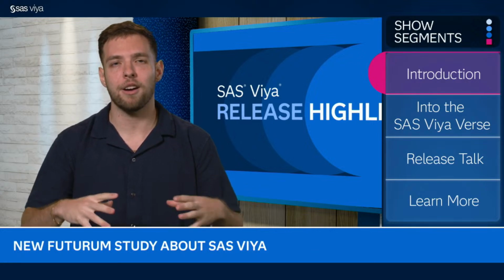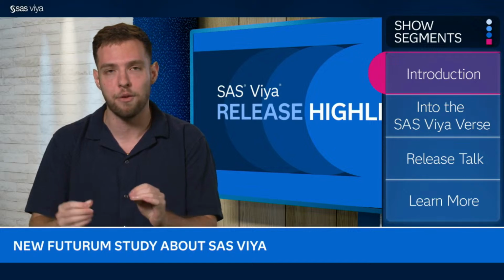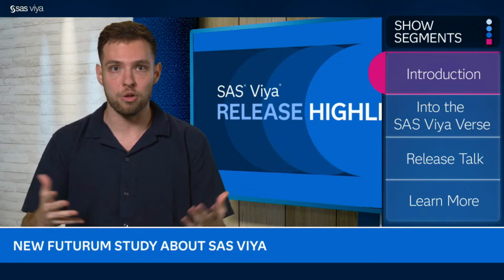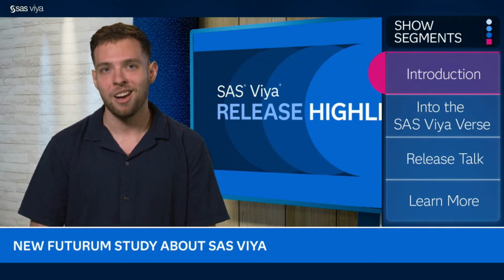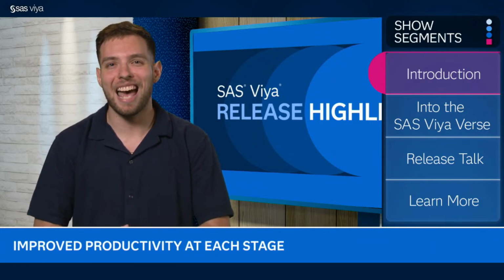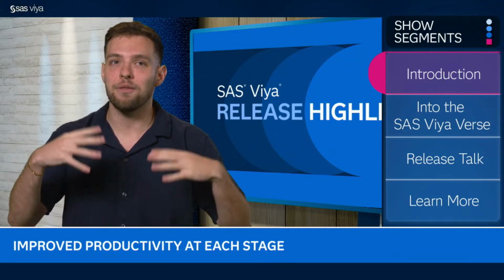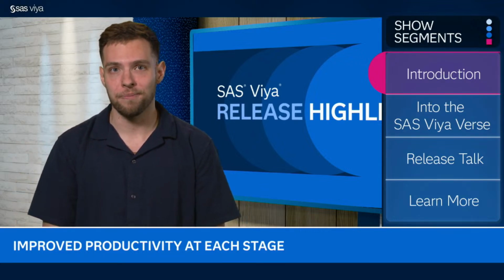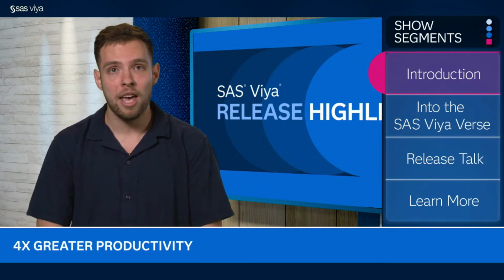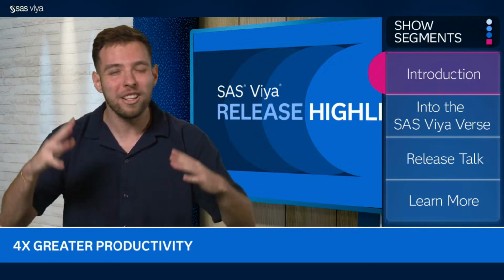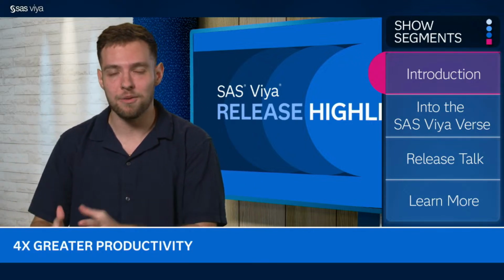The study compared SAS Viya against a competitive commercial data and AI platform and a non-commercial approach where various popular open source technologies were used. Results of the study showed that SAS Viya was found to improve productivity at each stage of the data and AI lifecycle. Testing showed that an end-to-end data and AI lifecycle can be achieved with more than 4 times greater productivity in SAS Viya than in competitive solutions.